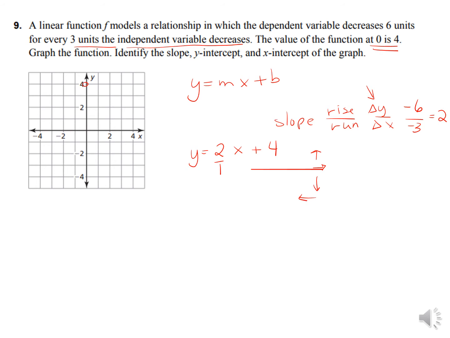So I'm going to go down 2, left 1, down 2, left 1. And there are 2 more points, and I can draw my graph. It's going to look something like that. My slope, we found that out, is 2. My y-intercept is 4, and my x-intercept, which I found by doing the slope, is -2. And you can always find another intercept, if it's a whole number, by just doing the slope from a point.